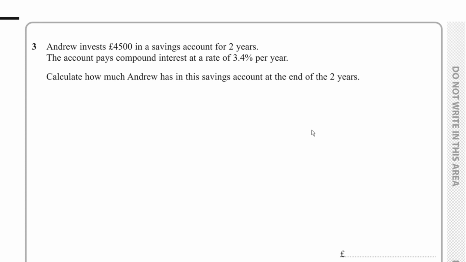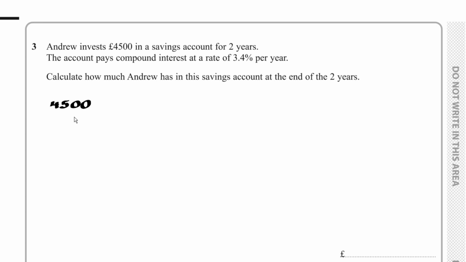Question number 3. Andrew invests £4,500 in a savings account for 2 years. The account pays compound interest at a rate of 3.4% per year. Calculate how much Andrew has in the savings account at the end of 2 years.